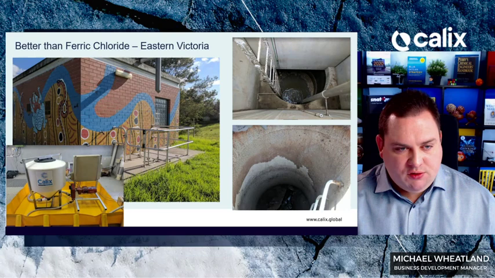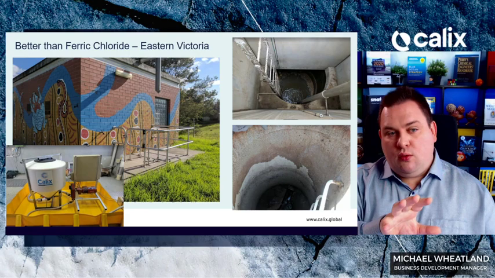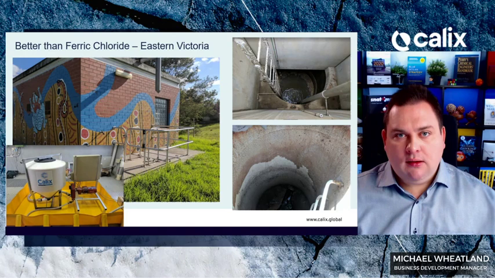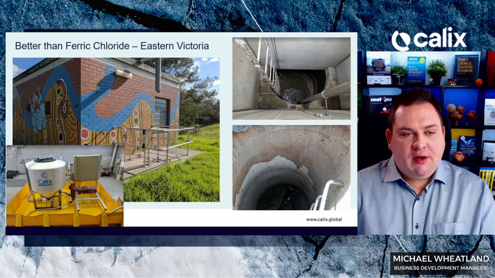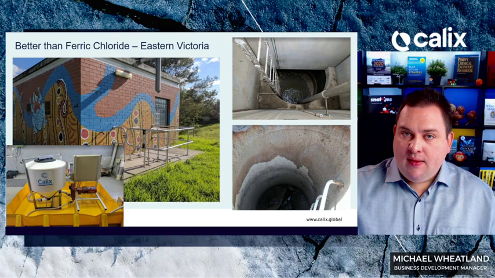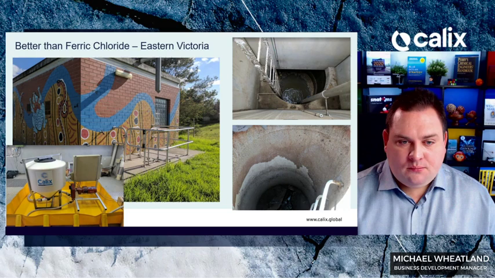This one's a temporary unit. You wouldn't normally set it up like this if it was a permanent setup; it would be all enclosed in a nice box. But because this was a temporary unit, we just dropped in a 300 litre conical tank as well as a peristaltic pump, and that was able to drop into the wet well.